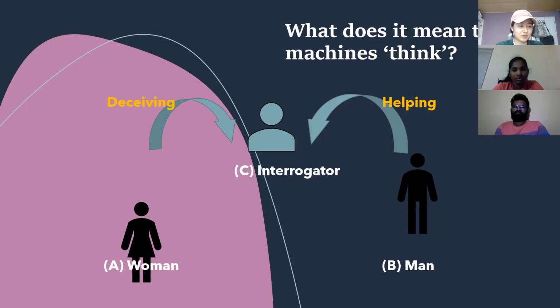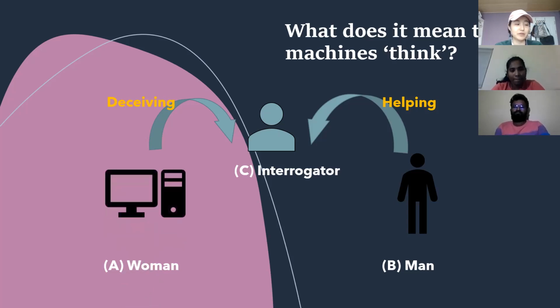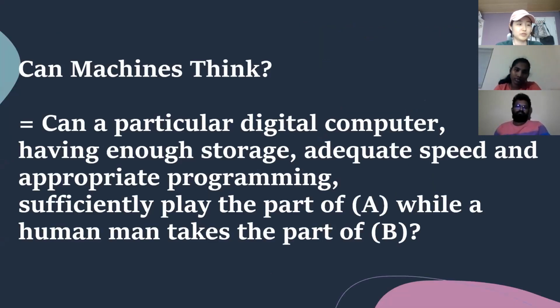What if a machine takes the man's role and the interrogator fails to make the right identification? We should not hastily answer that machines cannot think at that time. This game has been developed into the Turing test, which tests the intellectual ability of machines. If the interrogator cannot find out who is the machine and who is the human, the machine shall pass the test. Thus, the question, can machines think, can be replaced by: can a particular digital computer, having enough storage, adequate speed, and appropriate programming, sufficiently play the part of A, while a human man takes the part of B?